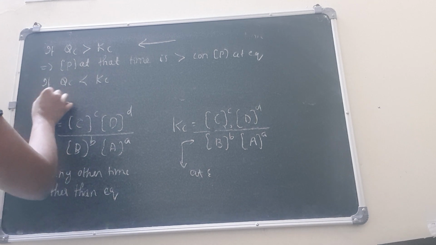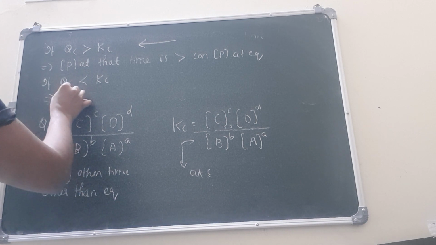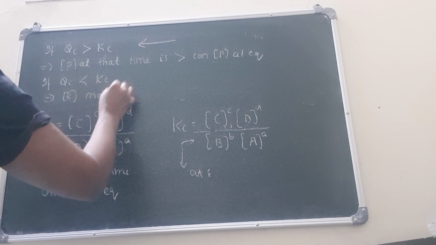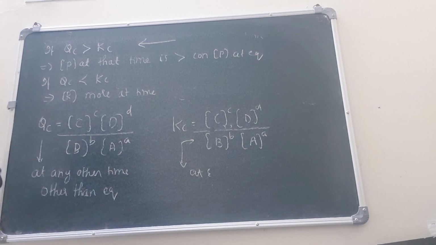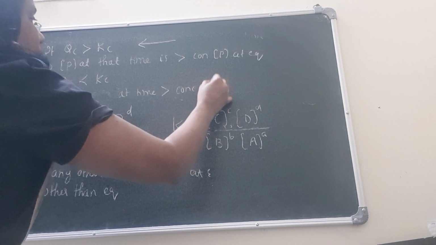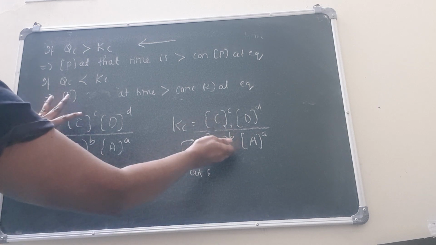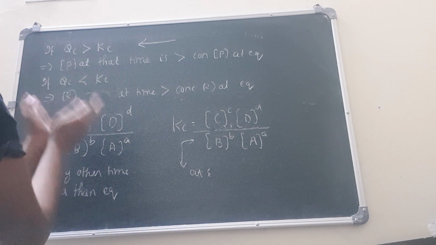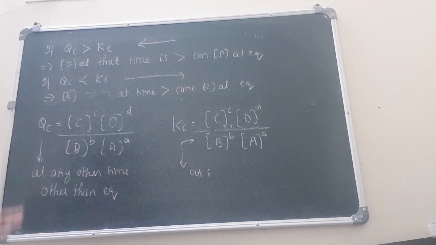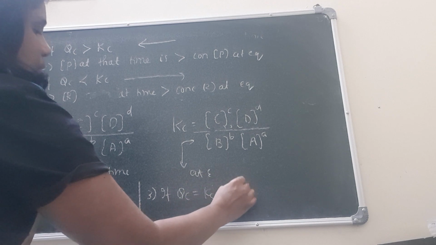If Qc is less than Kc, what does it imply? Qc is less, that means the concentration of reactants at the given time is greater than the concentration of reactants at equilibrium. Ideally at equilibrium it has to reach some value, but now the reactant has a greater value, and to reach that value it has to consume the reactant. So it will proceed in the forward direction. And the third case: if Qc is equal to Kc, then it means it is at equilibrium.